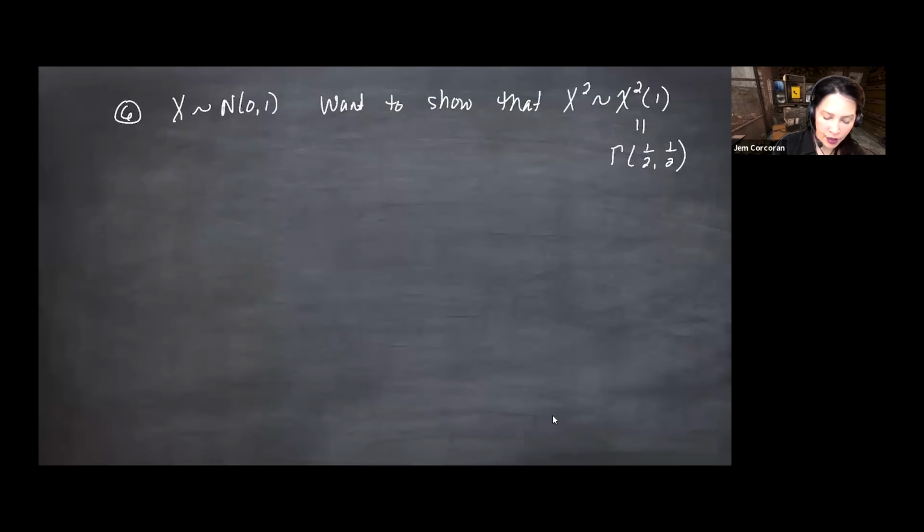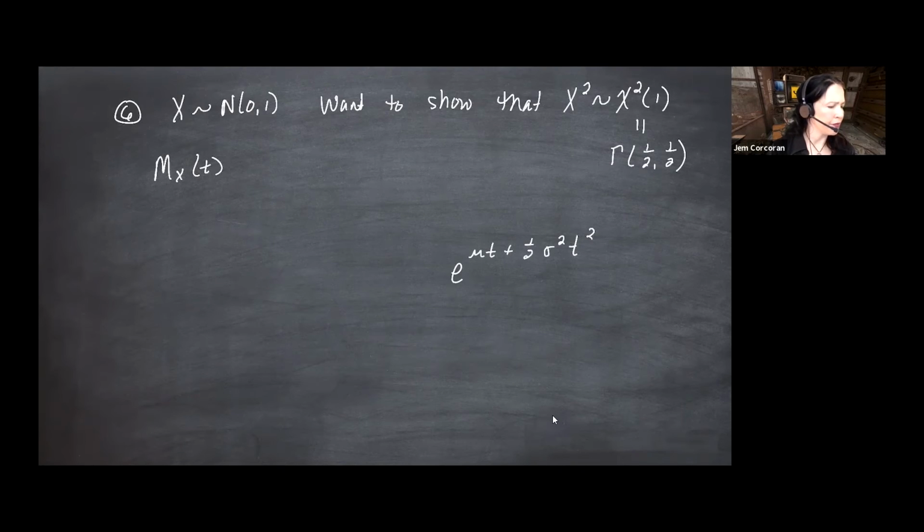So we know the moment generating function for X. For the normal, it's e to the mu t plus 1/2 sigma squared t squared. I don't know if I finished that last time we were doing it. Grab it out of the table. So when the mean is 0 and the variance is 1, we get e to the 1/2 t squared.